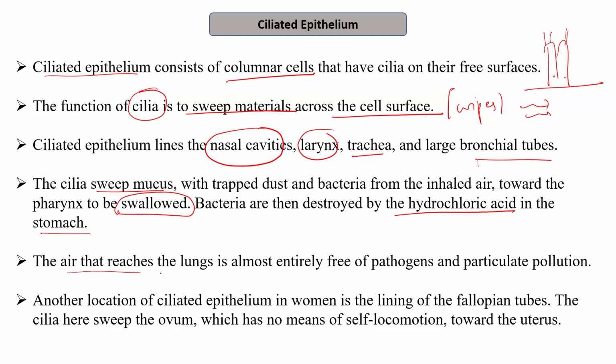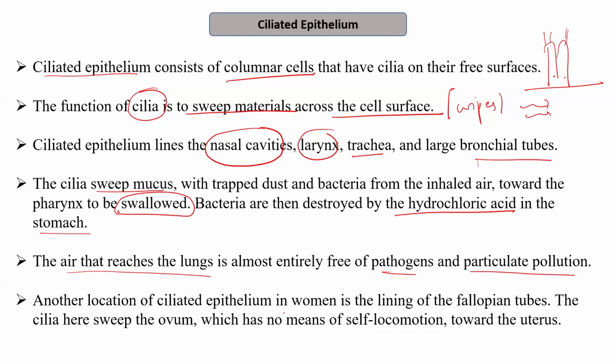So the air that reaches the lungs is almost entirely free of pathogens and particulate pollution because of the presence of this ciliated epithelium. Therefore, the ciliated columnar epithelium prevents the entry of pathogens or particulate pollution, for example dust particles, into the lungs.